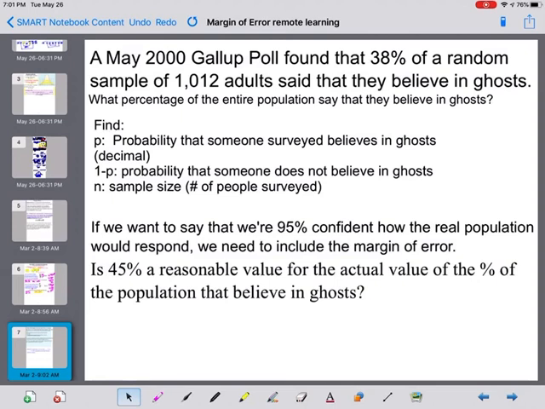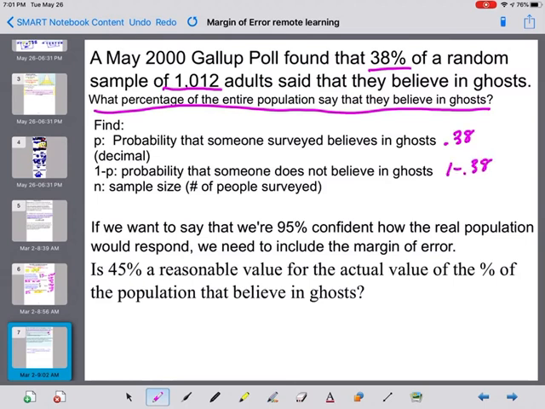A May 2000 Gallup poll found that 38% of a random sample of 1,012 adults said they believe in ghosts. Okay, so what percentage of the entire population say that they believe in ghosts? Well, we need to find the probability that someone surveyed believes in ghosts. That's 0.38. Okay, and then this is 1 minus 0.38. And the sample size is all the people that were surveyed, the number of people surveyed.